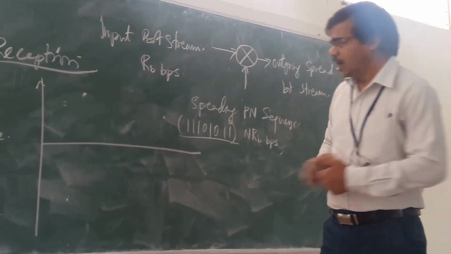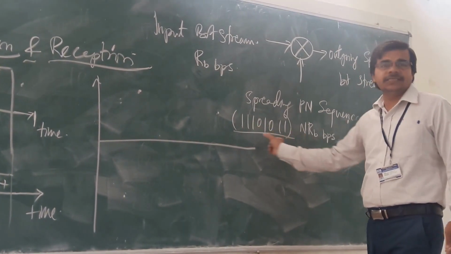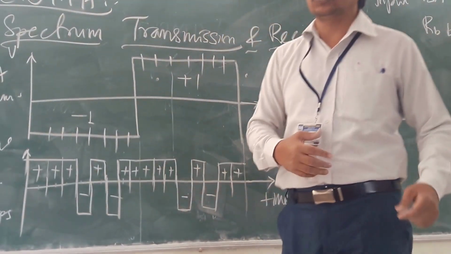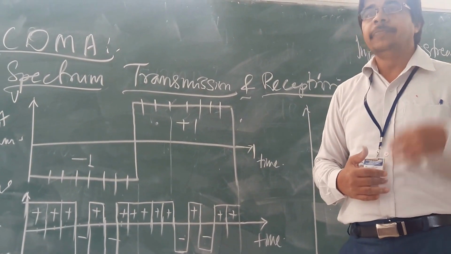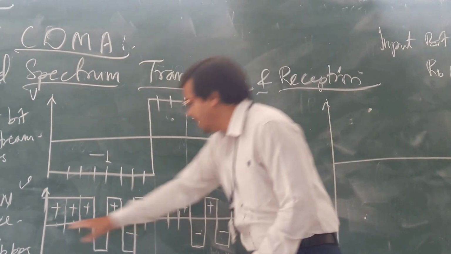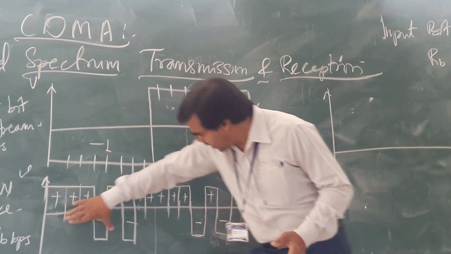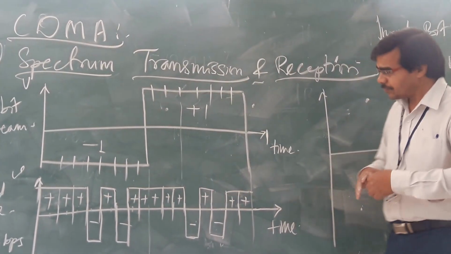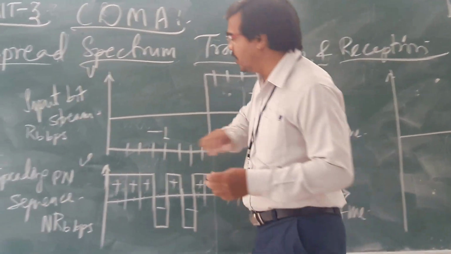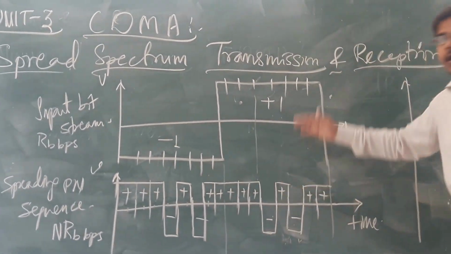You can take anything. Whatever this spreading PN sequence is, this is your 8 bits, and here I have represented it in terms of +1 and -1, which indicate 1 and 0. The same 8 bits are repeated here also. Now we are going for modulating the input bit stream with the spreading PN sequence.